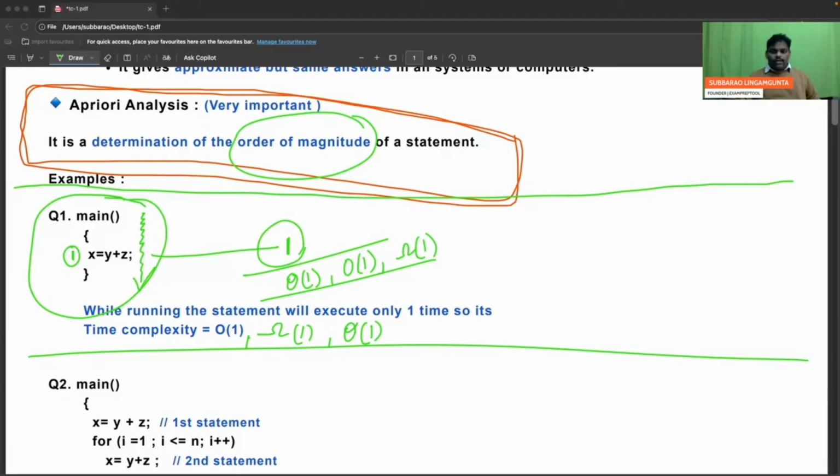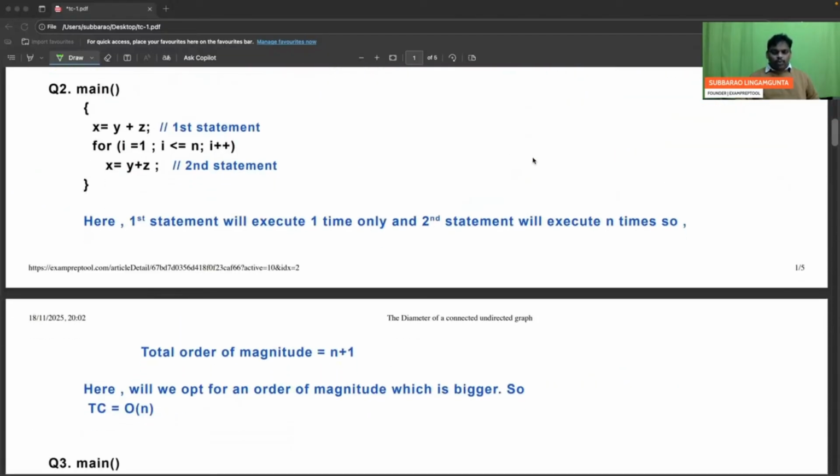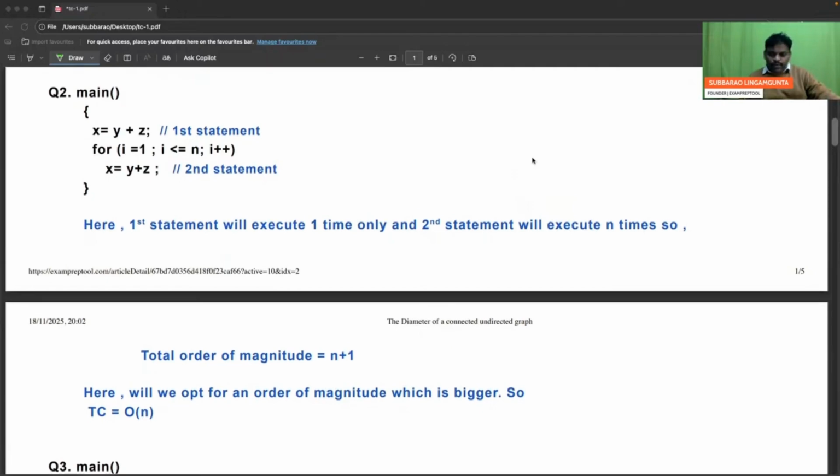Check once. If you don't have doubt, let's go to problem 2. Can you see the problem 2? Everyone, can you see the problem 2? Problem number 2 going on.